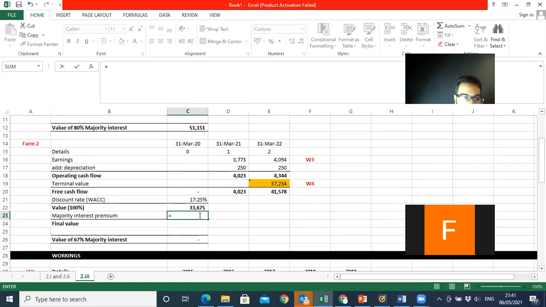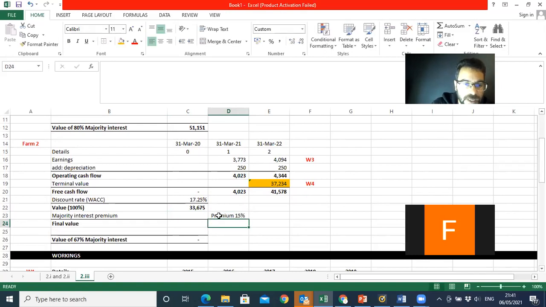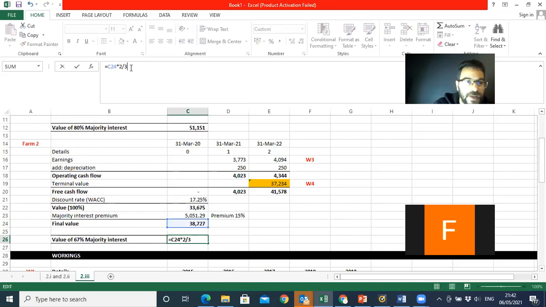It is now a majority interest, only 67%. So majority premium, it's basically between 10 and 20%, because 67% makes it a 15% premium. So we're going to multiply by 15% to get a new value. And now we want 67%, so we're going to multiply by 2 divided by 3.